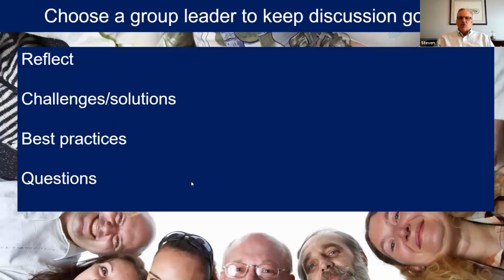So the Cliff Notes version of this is you can either reflect, talk about challenges and solutions, talk about best practices, or ask questions inside your small group that we're going to divide into your breakout room group in a minute. And please, when you get in your breakout room, choose a group leader. Leaderless groups are anarchy a lot of times. We don't like anarchy. We want to have a good discussion.